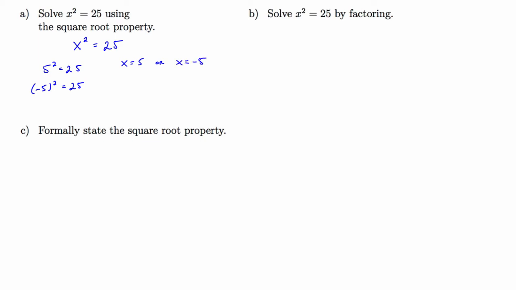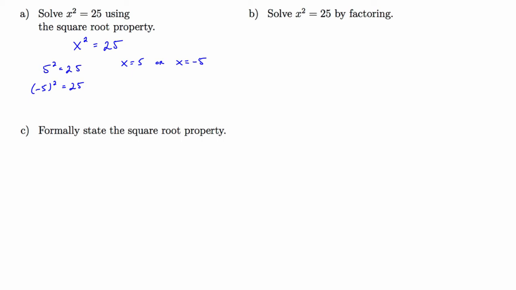It's important to remember that all positive real numbers have two square roots, both a positive and a negative, and that is the basis for the square root property. When you're asked to solve the equation x squared equals a positive real number, there are going to be two options: the positive square root of that number and the negative square root of that number. Let's complete part C before we return to part B, and formally state the square root property.